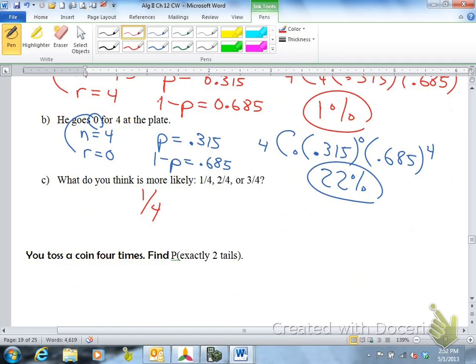So you would have 4 at-bats, choose 1, batting average. How many times do you succeed? Unfortunately, just once. And how many times do you fail? 3 times. So the most likely is this.